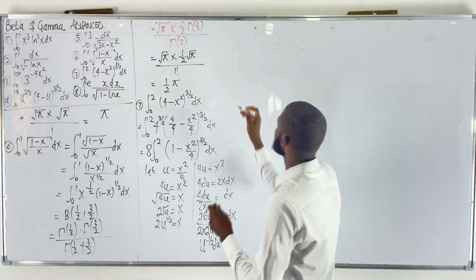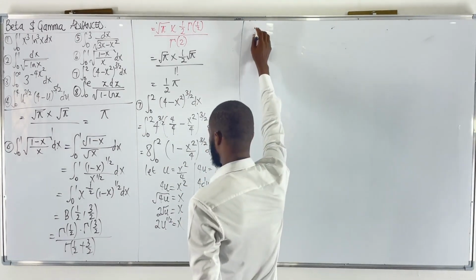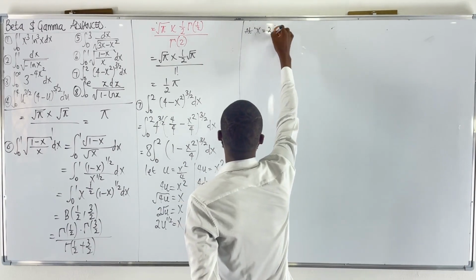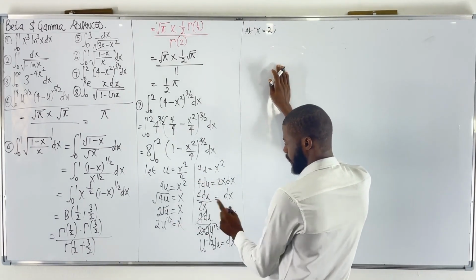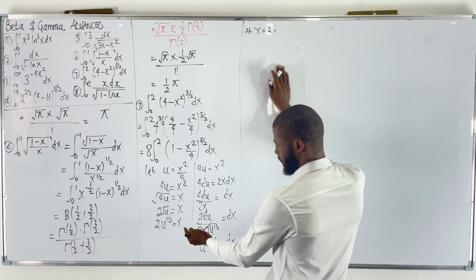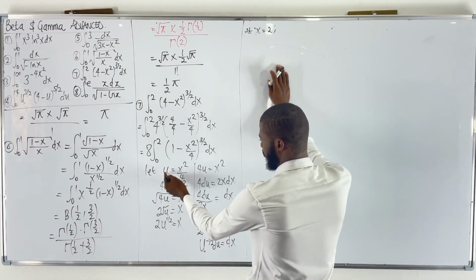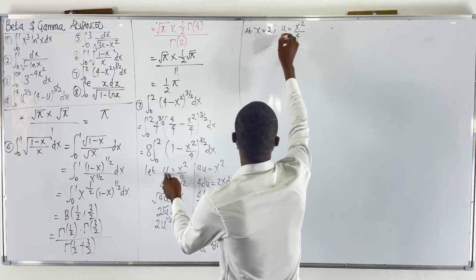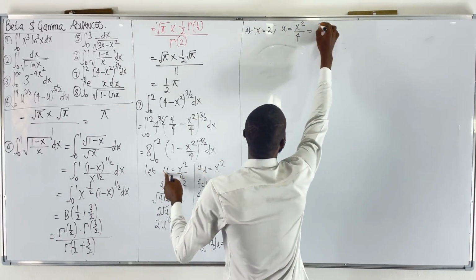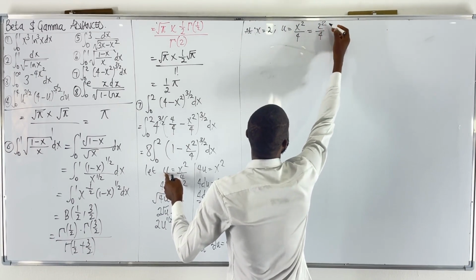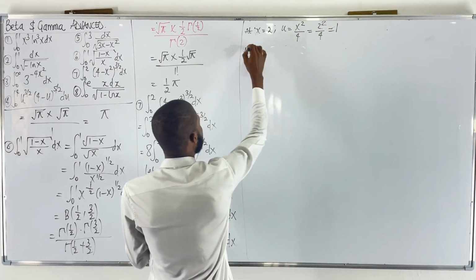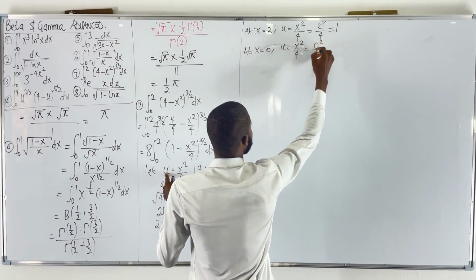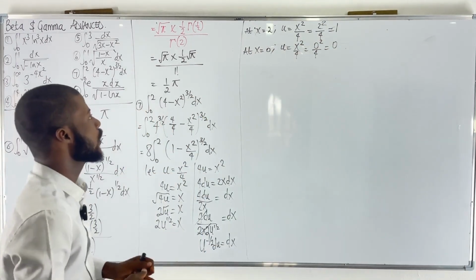So let's see our limits. When x is 2, what was our u? Now remember that u is equal to x squared over 4. So when x was 2, this will become 2 squared over 4, and 2 squared is 4. So 4 over 4 is 1. Then at x equal to 0, we know that u is x squared over 4. So 0 squared over 4 is the same thing as 0. So that's what our limits have become.